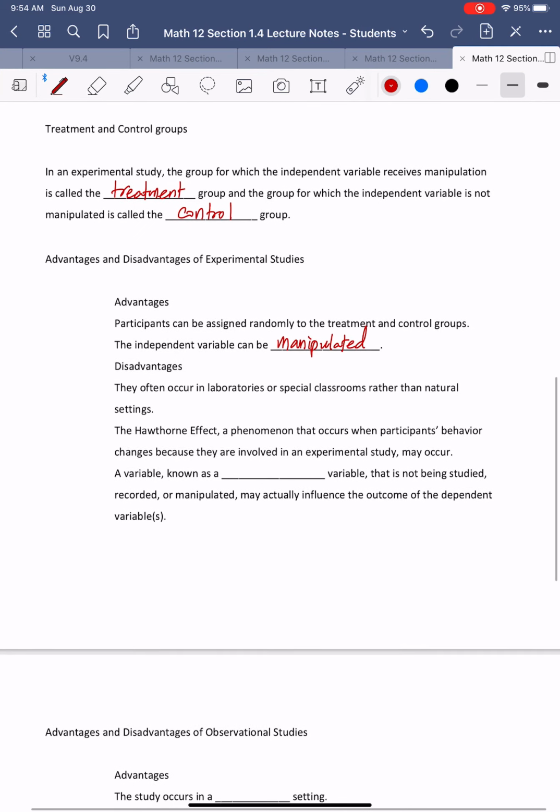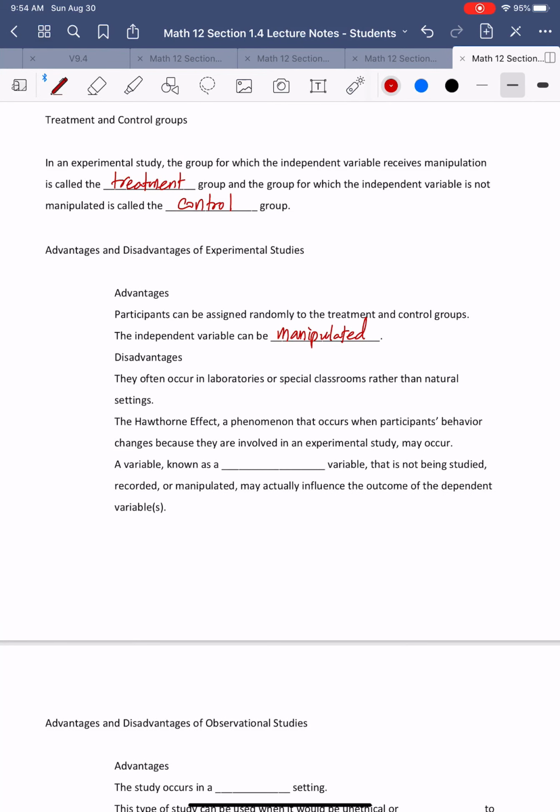So the Hawthorne effect is a phenomenon that occurs when participant behavior changes because they are involved in an experimental study. It may also occur with a variable we call a confounding or lurking variable, which is not being studied, recorded or manipulated, but may actually influence the outcome of the dependent variable.